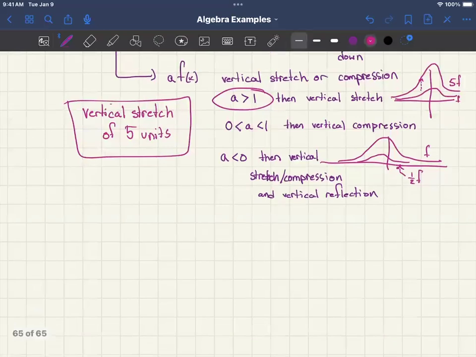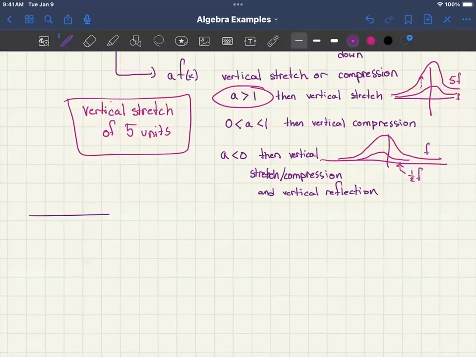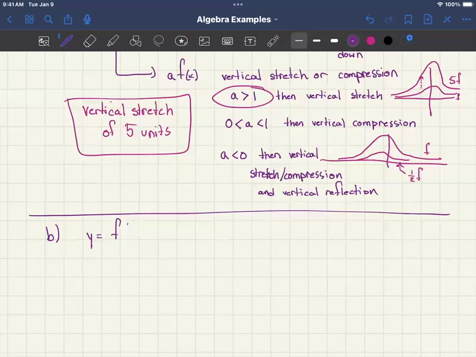Okay, let's look at part B. B was y is equal to f of 1/2 x. So you'll notice in this one, it's slightly different because all of a sudden we don't have plus or minus anything on the outside, which is nice. But instead of having a number on the outside, we've got a number on the inside of our function. So when that happens, we are looking at a horizontal stretch or compression.